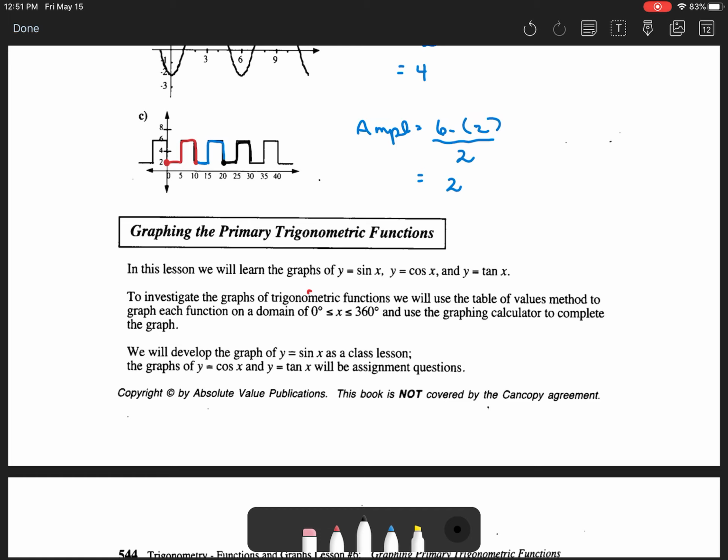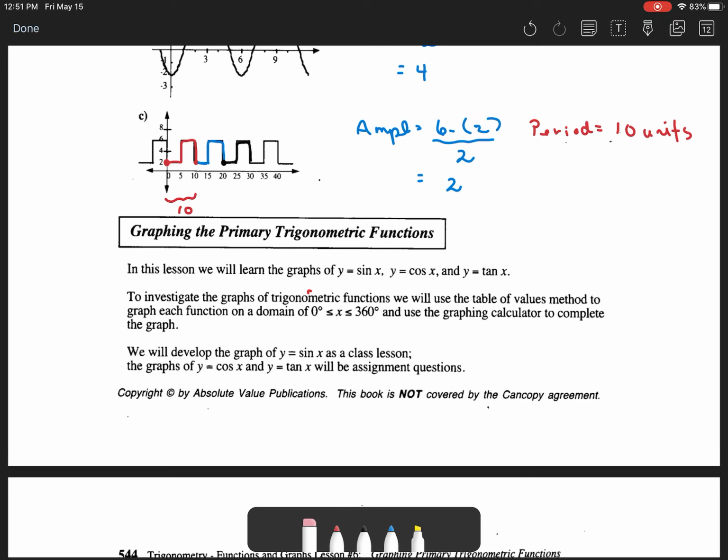So you can see each of those that I've covered there in a different color is 10 units long, isn't it? From here to here, that's 10. So the period length, the horizontal distance it takes for this graph to do one complete cycle, is 10 units. Okay, so hopefully you understand period length and amplitude from those first little warm-up questions.